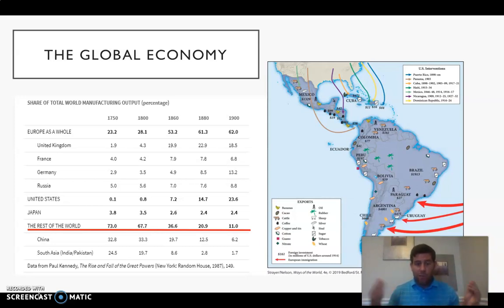In the course of only 150 years, the rest of the world goes from producing nearly 3/4 of all the world's manufacturing to just 11%. And that is a massive change that creates a new global economy, right?